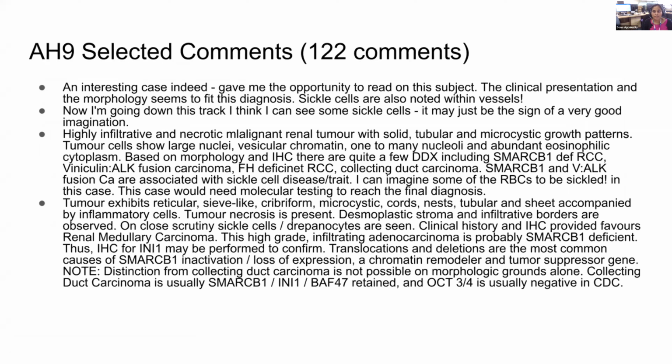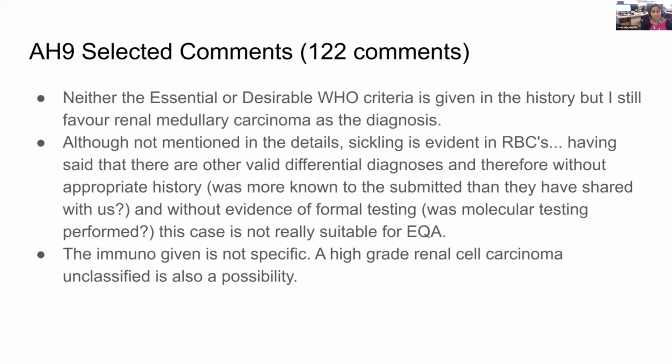People have also described the lesion well and mentioned the possible differential diagnosis, not just SMARCB1 deficient, but vinculin ALK fusion, FH deficient, collecting duct carcinoma, and also pointed out sickle cell disease. Though vinculin ALK fusion carcinomas are predominantly noted in children, maybe we'll have more case reports. But everyone is of the opinion you need further molecular testing, and INI1 is more important for making a final diagnosis. So that was repeated throughout the comments.